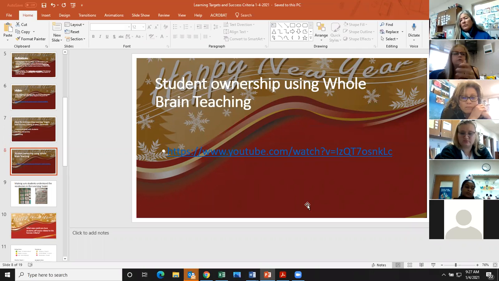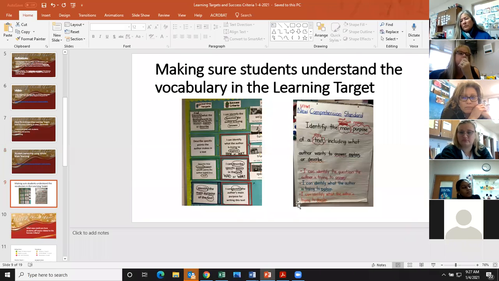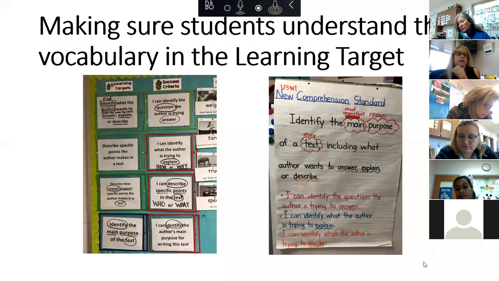If you're not comfortable with doing it, that's fine. But the key is making sure that students have ownership. And the other part of ownership is making sure they understand the vocabulary. This is what I was talking about earlier, circling some key words in the target and then explaining those key words in that learning target.